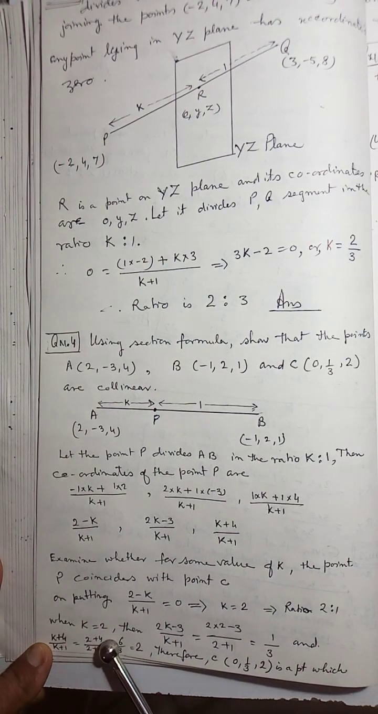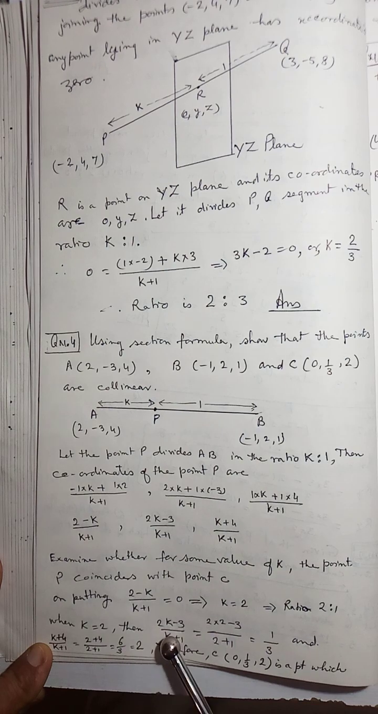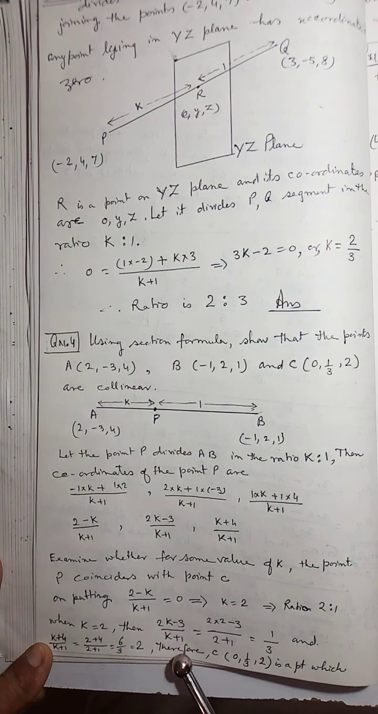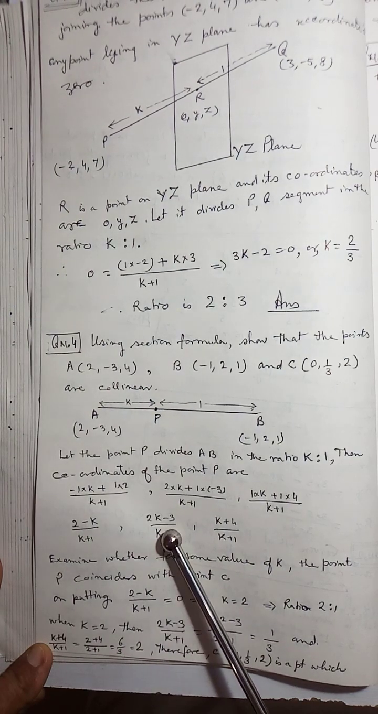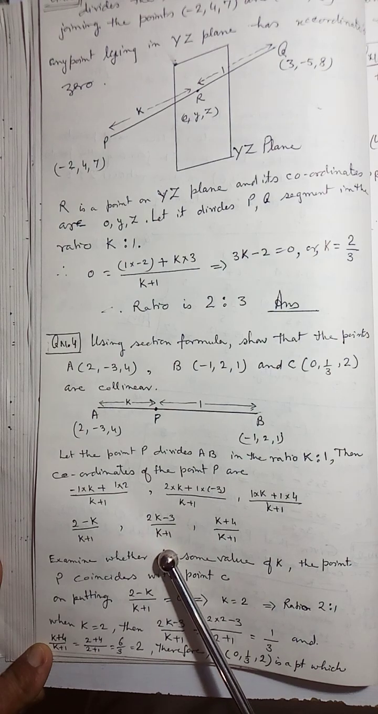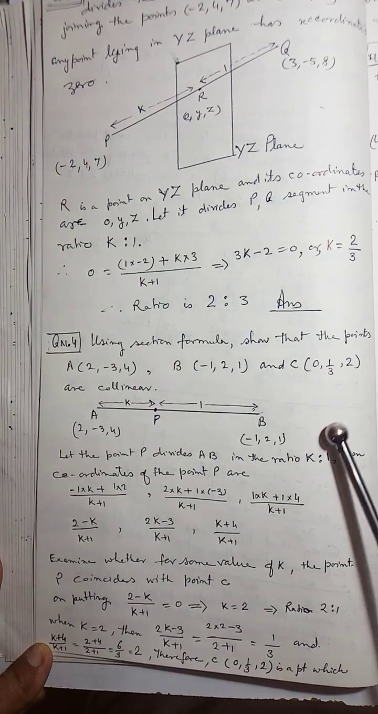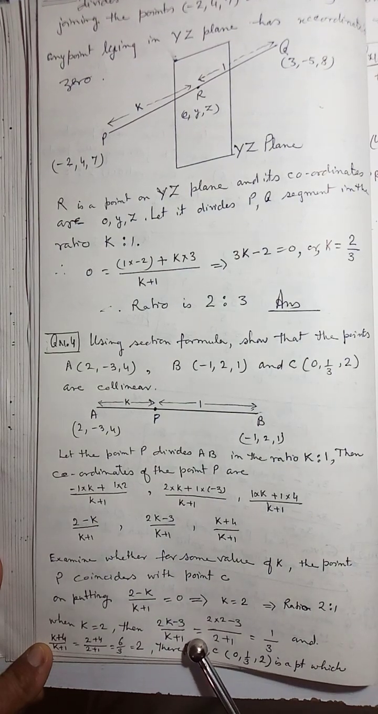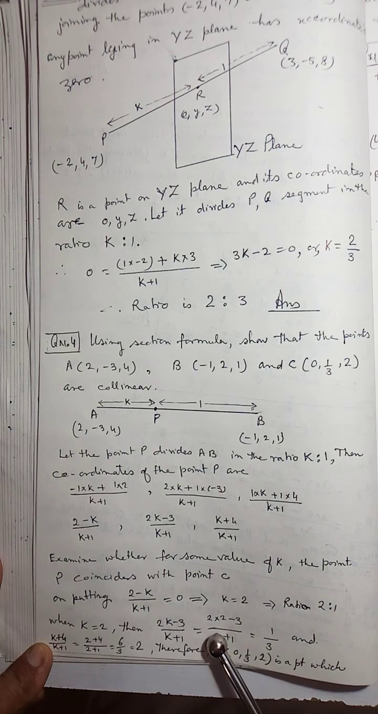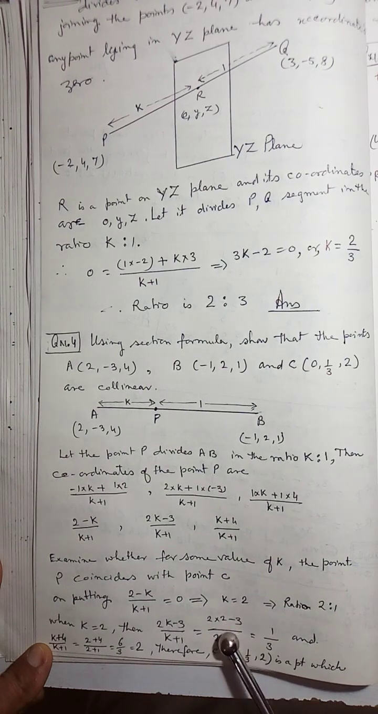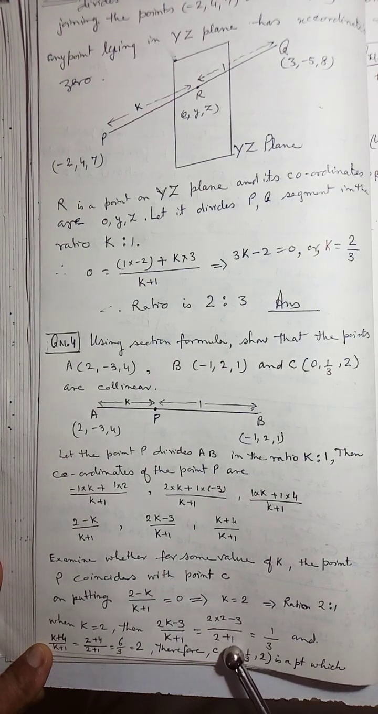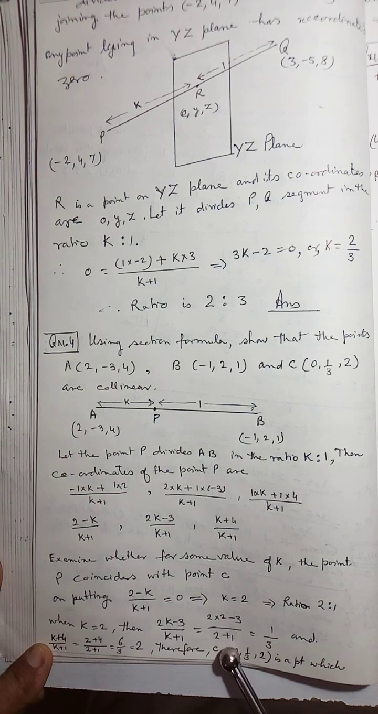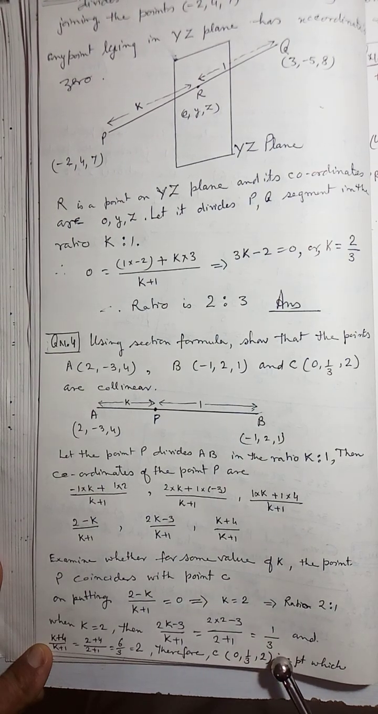Now when k is equal to 2, 2k minus 3 upon k plus 1 means the y coordinate. Let us proceed further. Putting the value of k as 2, 2 into 2 minus 3 upon 2 plus 1. Solve this, you will get 1/3.